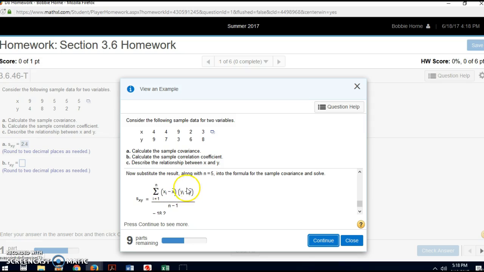After you've done this here, you've taken the difference of x minus the mean of x, and you've taken the difference of y minus the mean of y, and you've multiplied each one of these differences. You're going to add these differences up, and then you're going to divide by n minus 1.